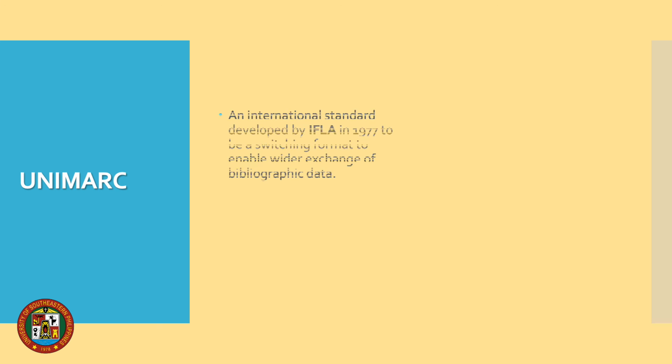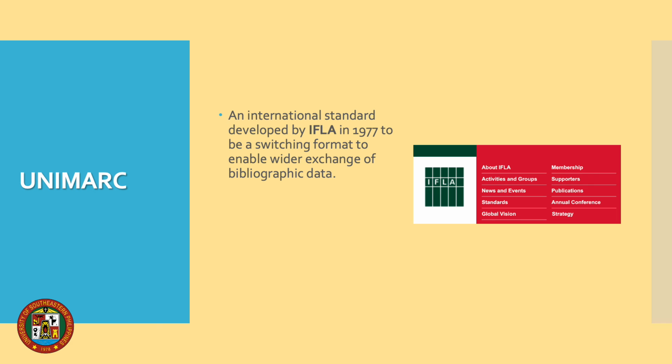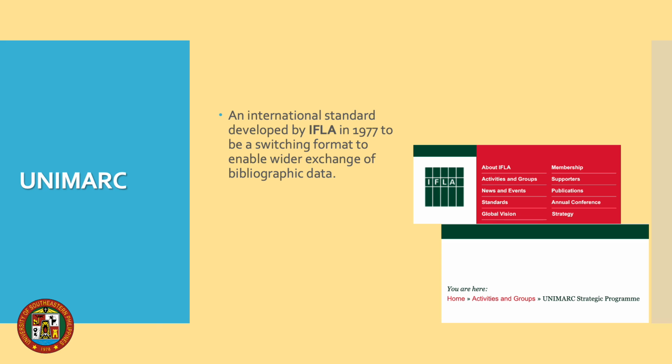Let's go on to UNIMARC. UNIMARC is an international standard developed by IFLA in 1977 to be a switching format to enable wider exchange of bibliographic data. Remember in the previous slide, between 1968 to 1998, more than 50 different formats have been developed by national libraries. Most of the libraries can share their records, but it is time-consuming to edit such. IFLA made it possible to convert directly from one format to another.